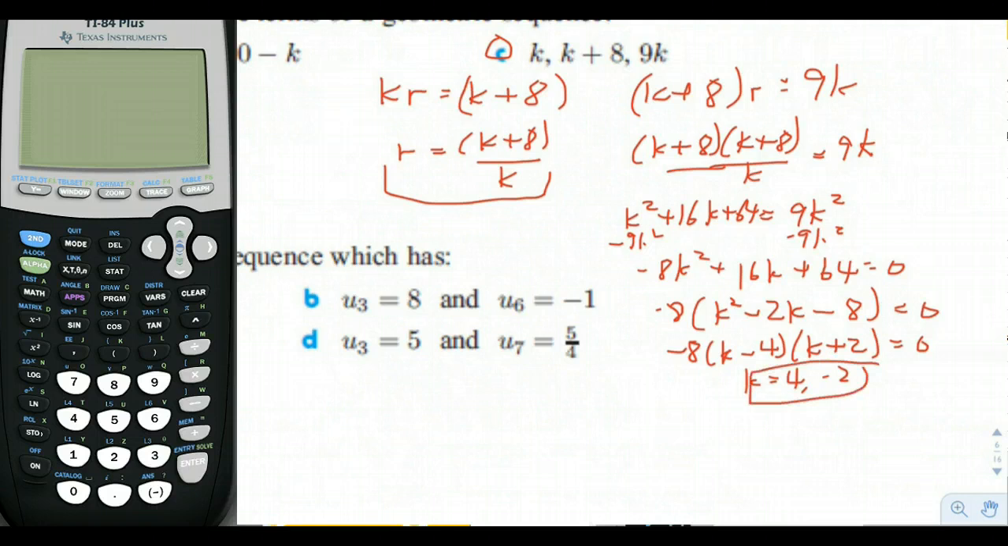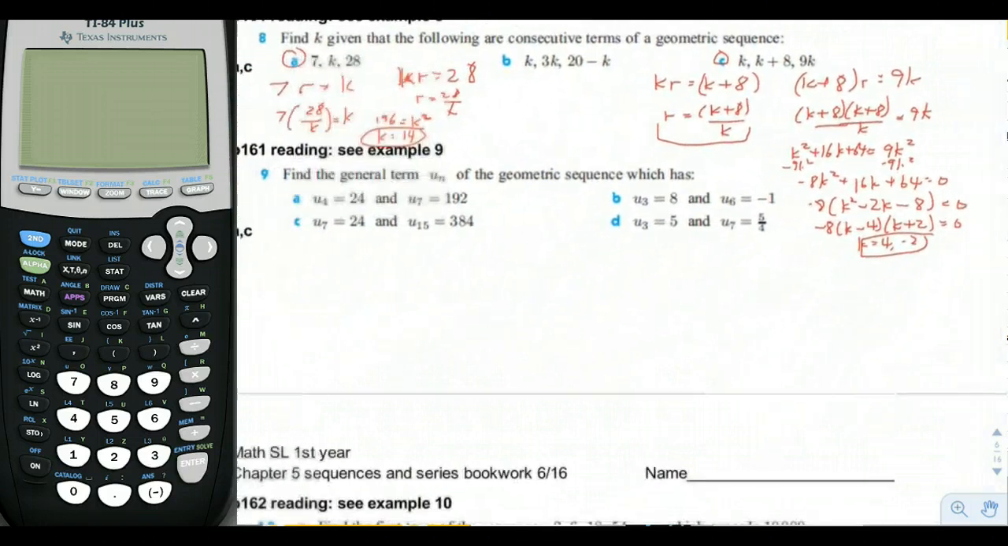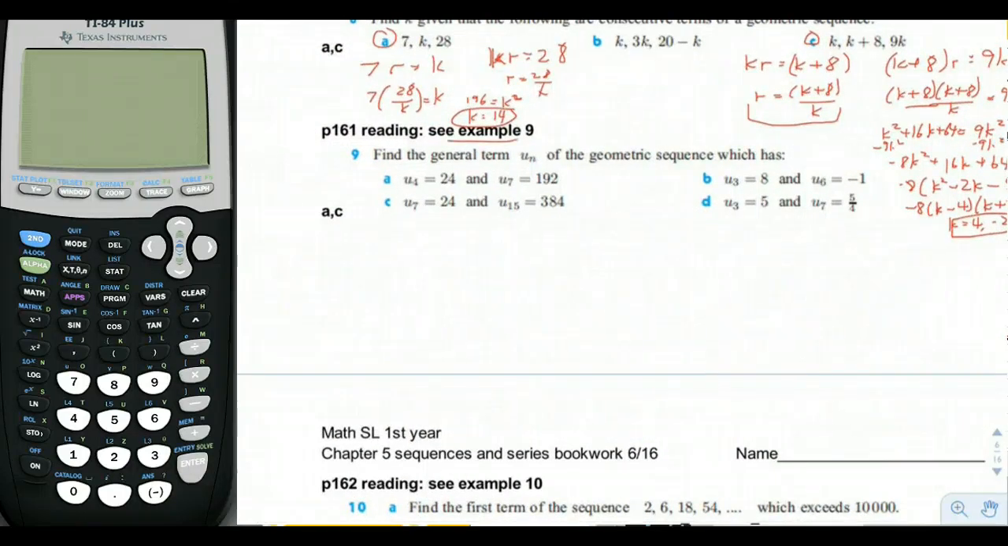All right. Take a look at example 9. Then you can tackle these. Find the general term un of the geometric sequence which has u4 equals 24 and u7 equals 192.